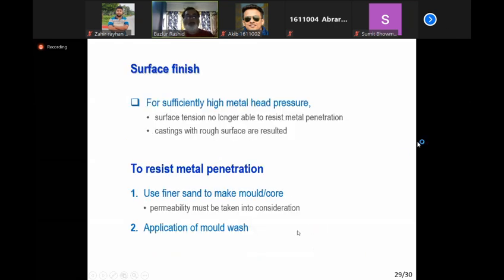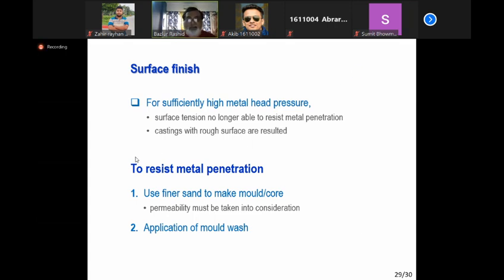Okay, so another last topic is surface finish, another important issue. If the metal head pressure is very high, what will happen? From our earlier equation, we see that if the external pressure is very high, then liquid metal can be forced to enter into the mold cavity. So if the total pressure is very high, liquid metal will enter the mold cavity.